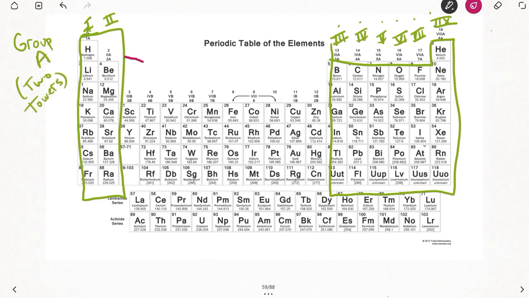If you get lost, you can even take a look up at the top of each column, and it'll say what group it is. You'll see that it says 2A, and over here 3A, 4A, 5A. So the A's give you the clue. This is in Group A, okay? Does that make sense so far?